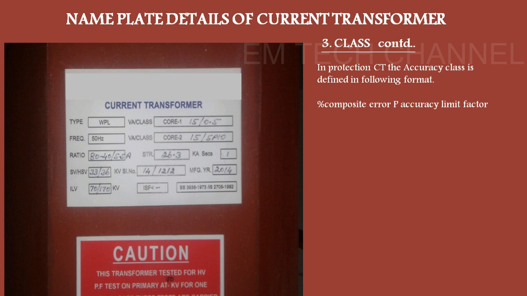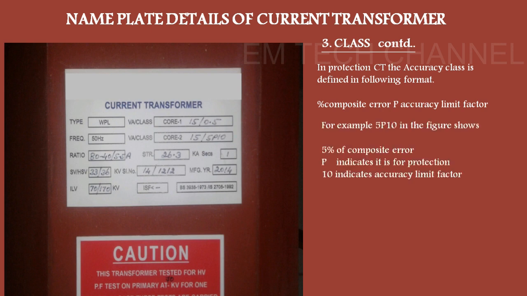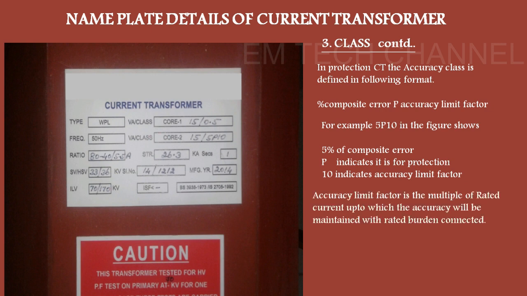Already we have seen that composite error is the difference between the ideal RMS current and the actual current that is taken in by the current transformer. And here 5 means 5% composite error. That means the protection type CT will produce a maximum of 5% composite error for the rated current, and 10 indicates the accuracy limit factor. The accuracy limit factor is a measure that the manufacturer says this CT can maintain its accuracy up to 10 times the primary current.